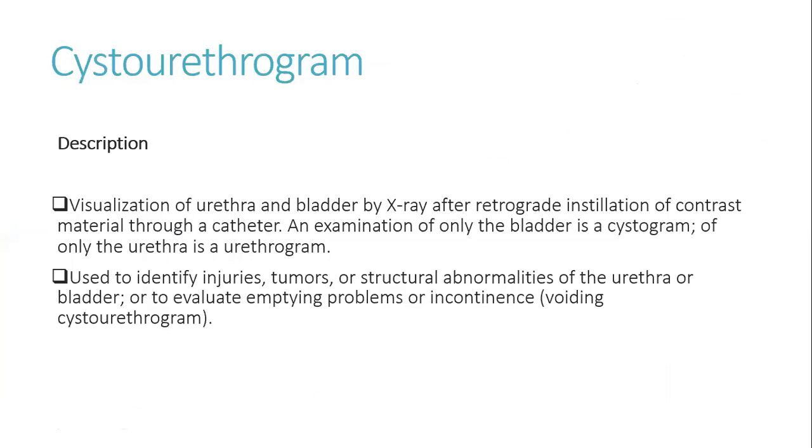Next one is cystourethrogram, which is the visualization of the urethra and bladder by X-ray after retrograde instillation of contrast material through a catheter. An examination of only the bladder is called a cystogram, and if the urethra is examined, then it is called a urethrogram. And it is used to identify injuries, tumors, and structural abnormalities of the urethra or bladder, or to evaluate emptying problems, voiding problems, or incontinence.